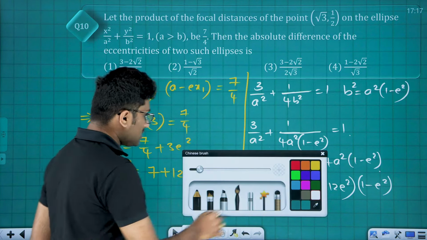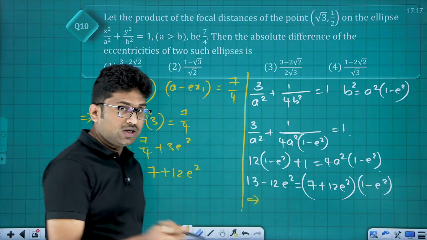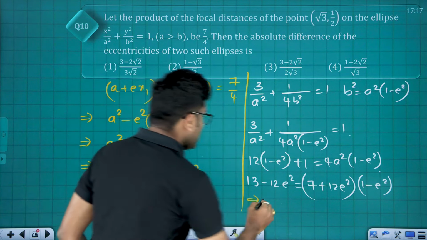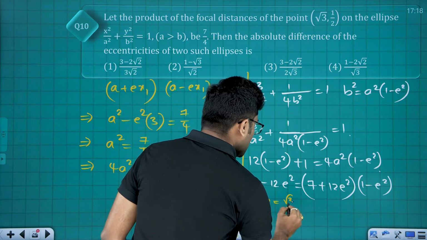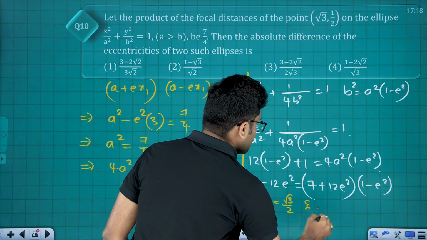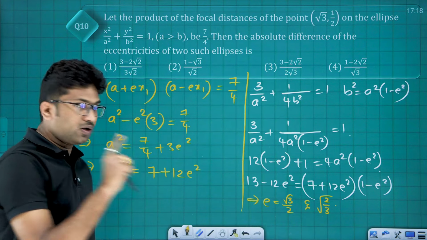Now if you solve this, I am writing it directly. If we solve this equation, you will be getting two values for e, eccentricity, which are nothing but one is root 3 by 2 and the other is root over 2 by 3.